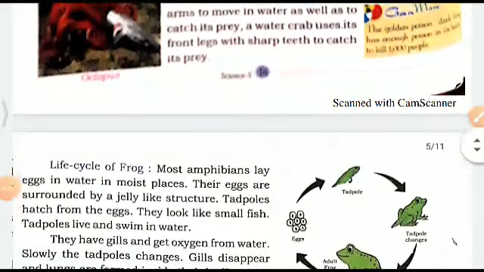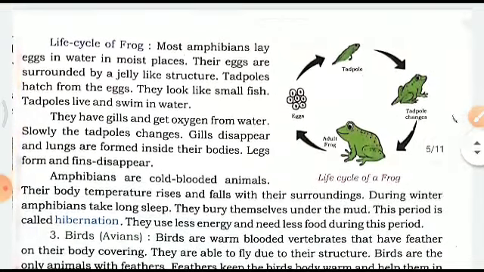Right, children? Now, we come to the life cycle of frog. Today we will be dealing only with amphibians. Most amphibians lay eggs in water in moist places. Their eggs are surrounded by a jelly-like structure. Tadpoles hatch from the eggs. They look like small fish. Tadpoles live and swim in water.